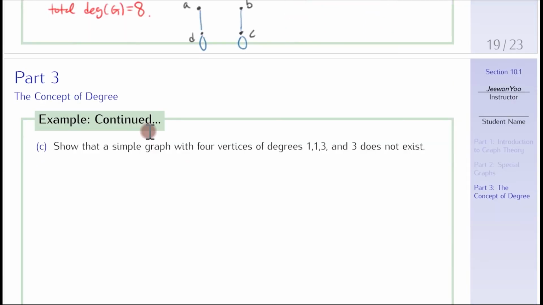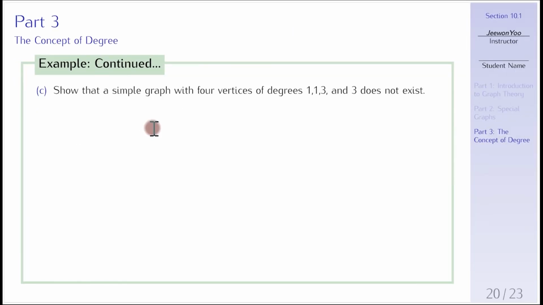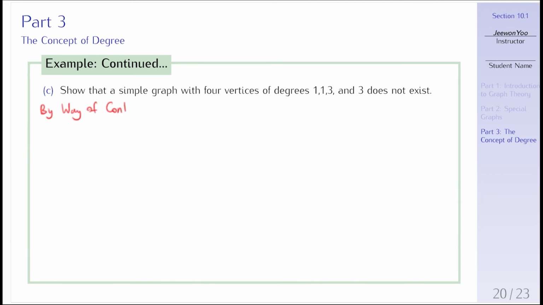Okay, we're gonna prove that there's no such graph exists. Maybe we can use a contradiction method, assuming that there is a graph with this condition, and then we probably find a garbage conclusion at the end. Okay, let's try. By way of contradiction, suppose there is a simple graph G with this condition here: 4 vertices of degrees 1, 1, 3, and 3.